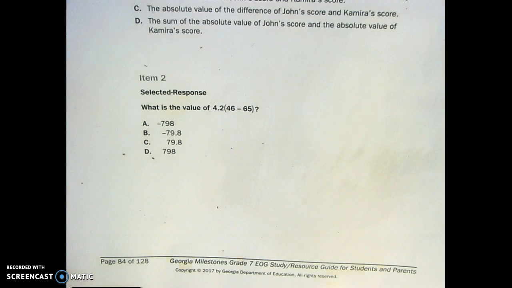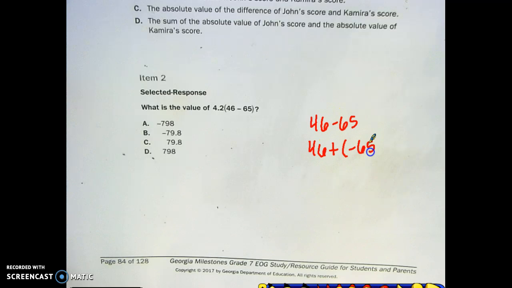Number 2, what is the value of 4.2 times (46 minus 65)? I can use the distributive property and distribute the 4.2 to the 46 and 65 and then subtract, or I can go ahead and solve what's on the inside of the parentheses. 46 minus 65. When you're subtracting, remember we use additive inverse. Keep our first number, change subtraction to addition, take the opposite of the second number. My signs are different, so now I subtract. 65 minus 46 is 19. The bigger number is negative, so that's -19.